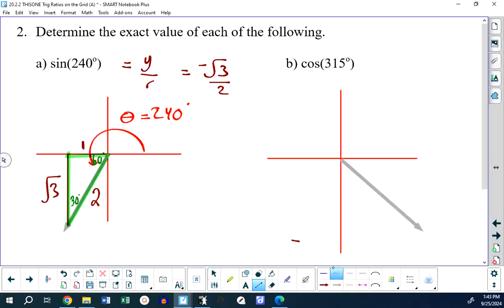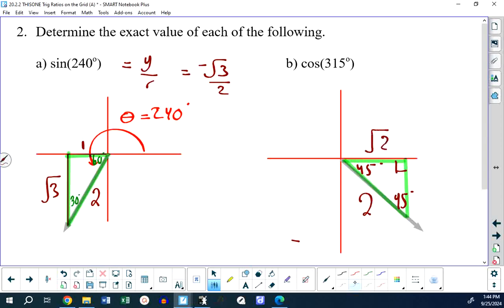Here is our reference triangle. It is a 45, 45, 90 degree triangle. The hypotenuse is 2, and each of these sides is root 2. So what is cosine? Cosine is x, which is root 2, over r, which is 2.